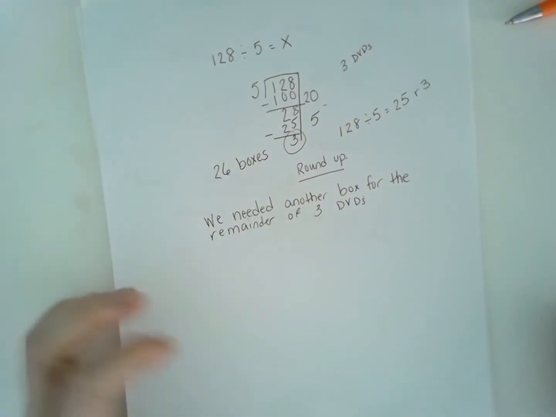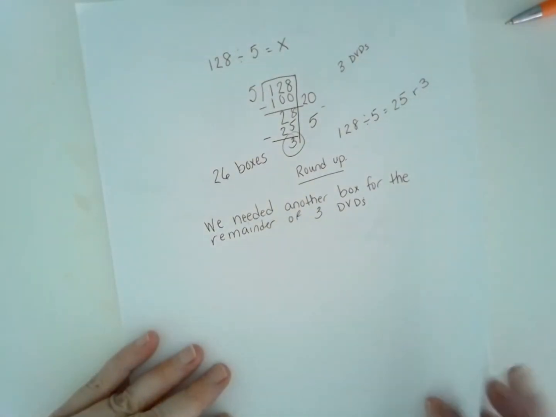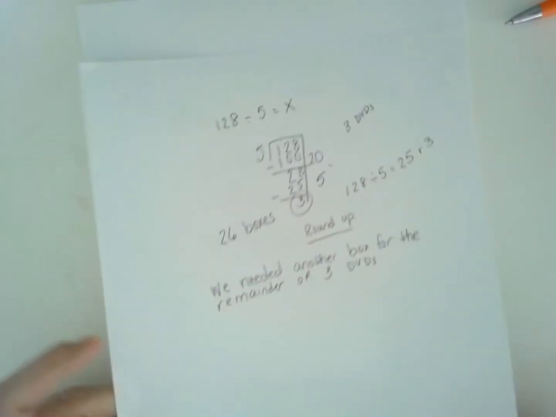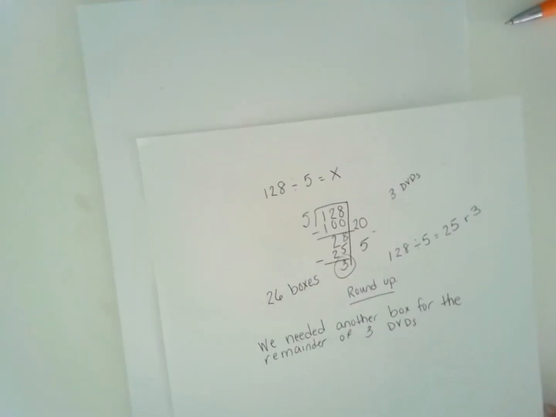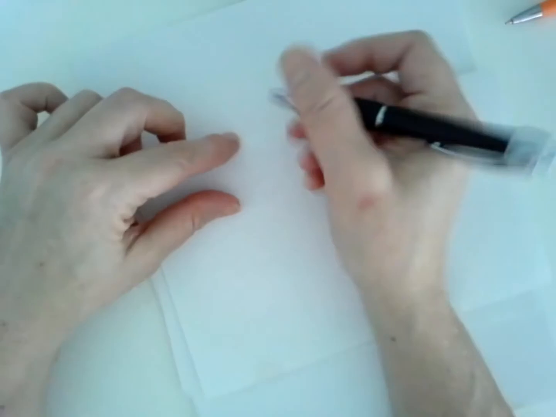Latifa won 188 granola bars in a raffle. She decided to share them equally with 7 of her classmates and herself. How many granola bars did each person receive? Okay, so we've got 188 granola bars.